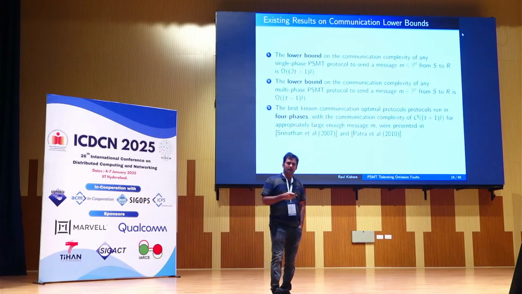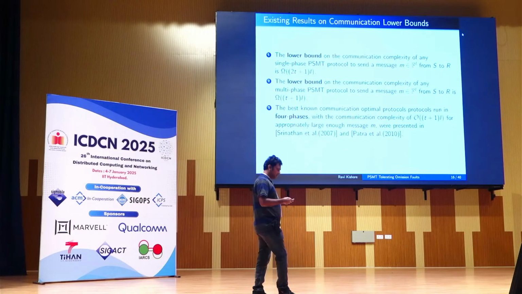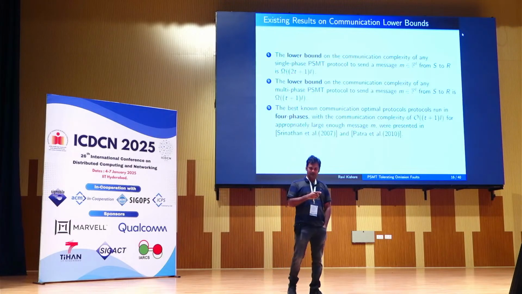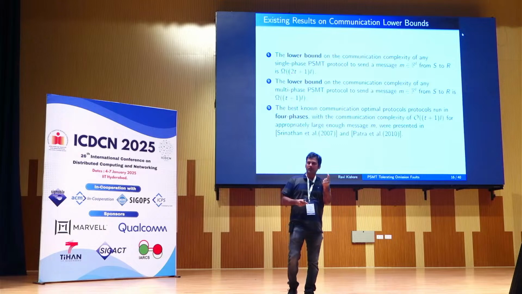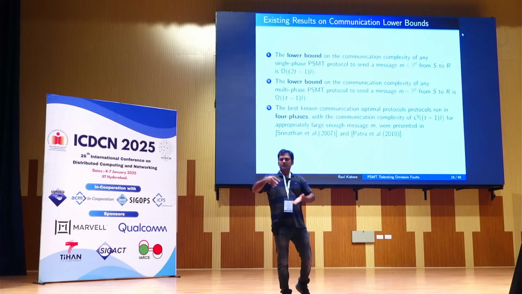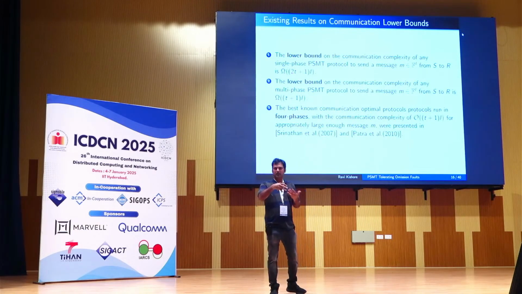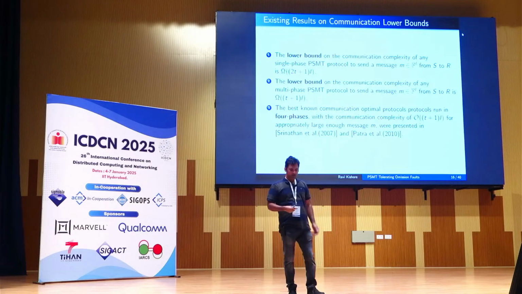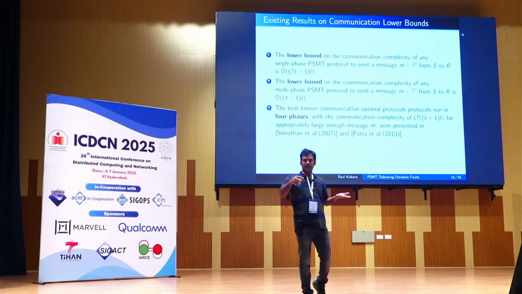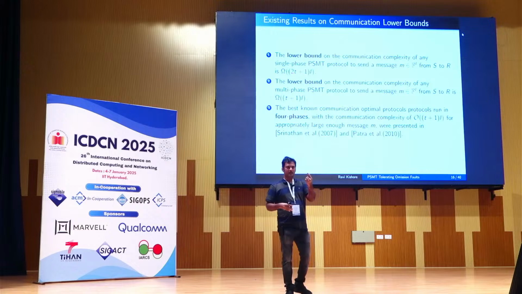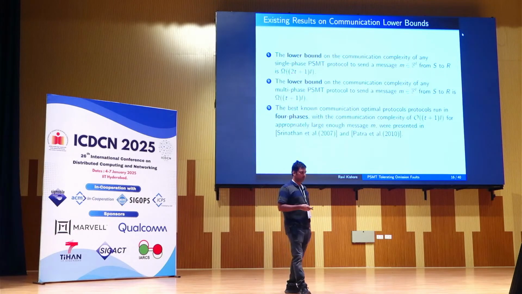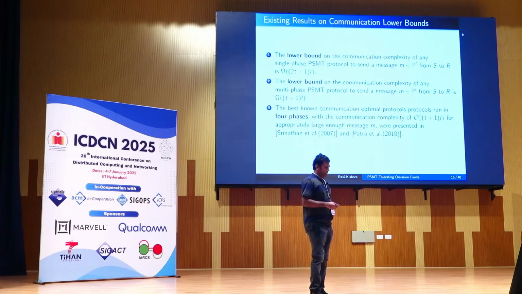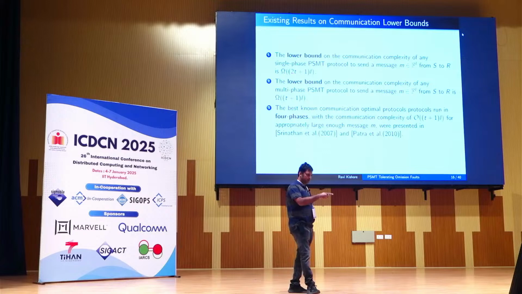Okay, these are the existing results on the lower bound. We just have seen that for single phase protocols, 2T plus 1 disjoint paths are necessary from the sender to receiver. That means if you want to send one bit of information, one field element, you need to send at least 2T plus 1 field elements. That's the communication overhead. And for multi-phase protocols, T plus 1 paths are necessary. That means if you want to send one field element, then we need to communicate at least T plus 1 field elements. That's the overhead.